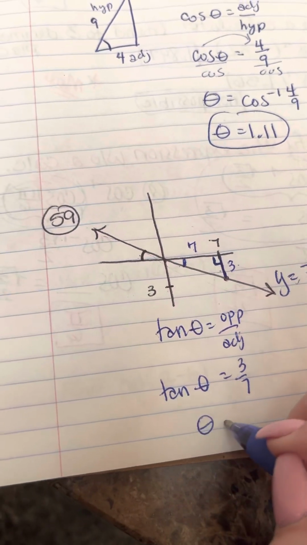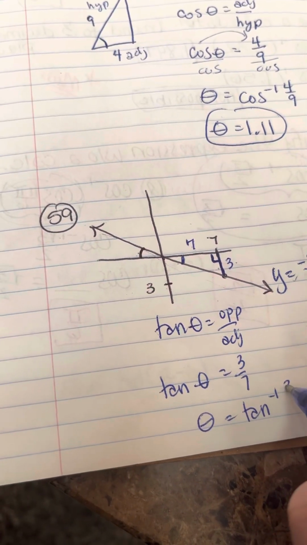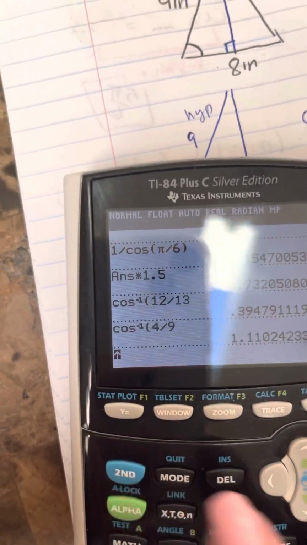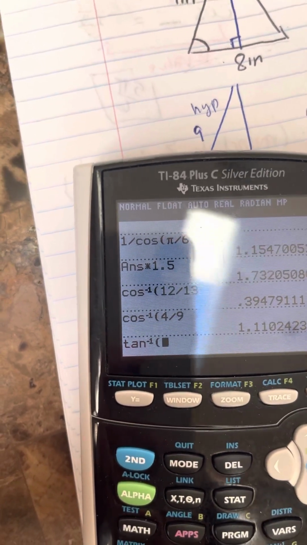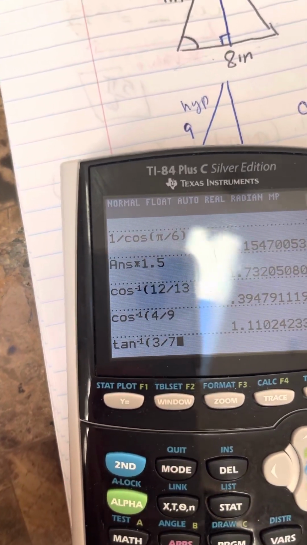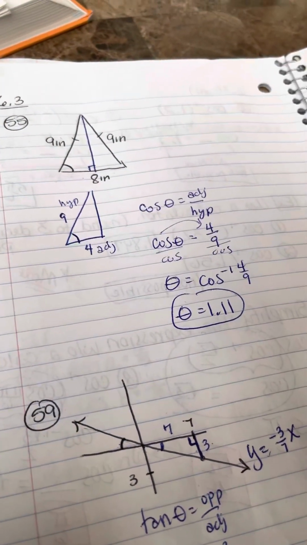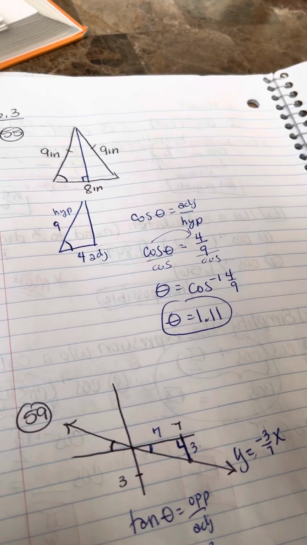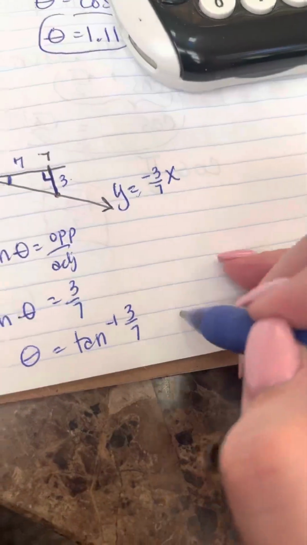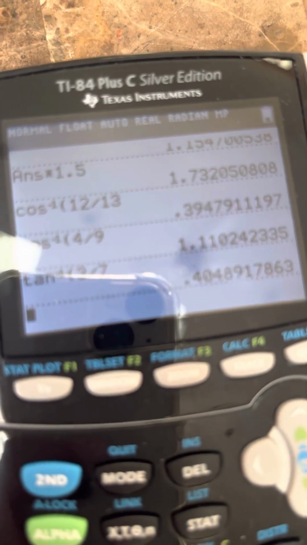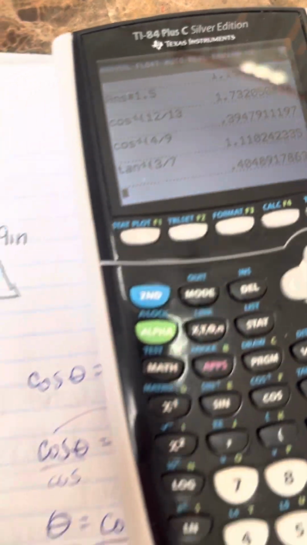Move tangent over by doing the inverse tangent. So we go to our calculator, do the inverse tangent of 3 divided by 7, and you get 0.40. And that was the last one.